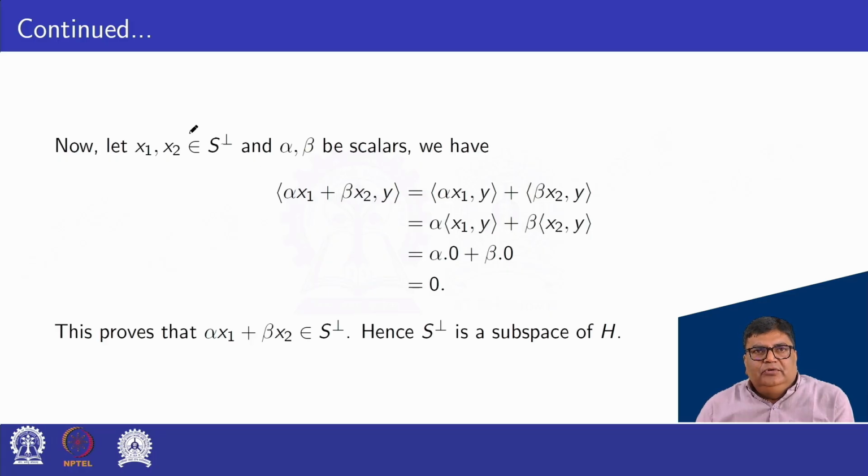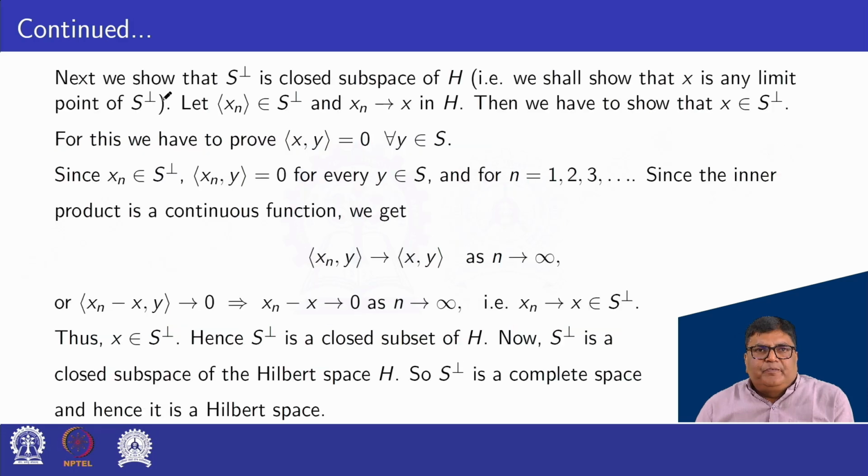So here x1 and x2 belonging to S perpendicular, it means inner product of x1 y is equal to 0 and inner product of x2 y is equal to 0. That is, inner product of alpha x1 plus beta x2, y is equal to 0. This proves that alpha x1 plus beta x2 is the element of S perpendicular. Hence, S perpendicular is a subspace of H.